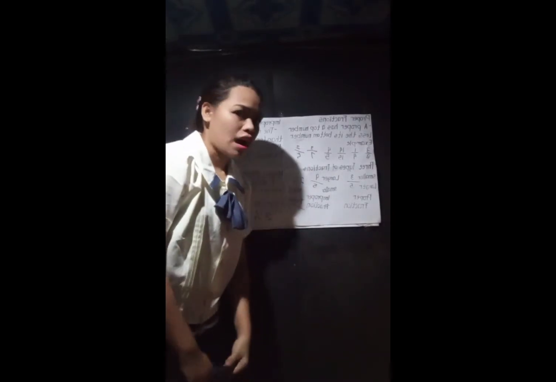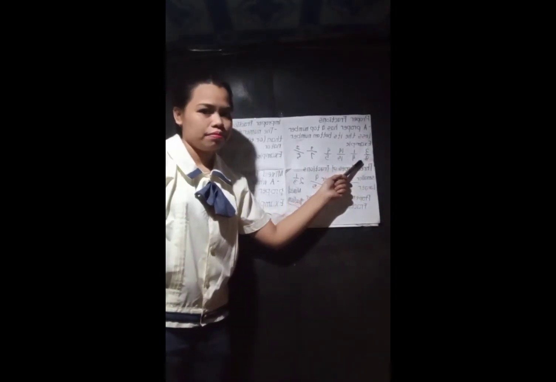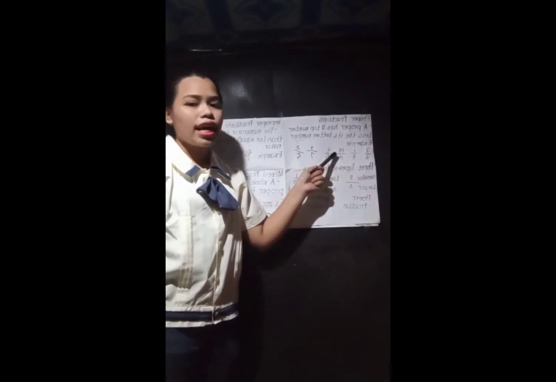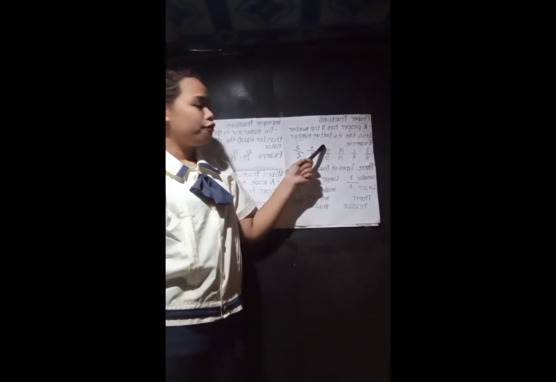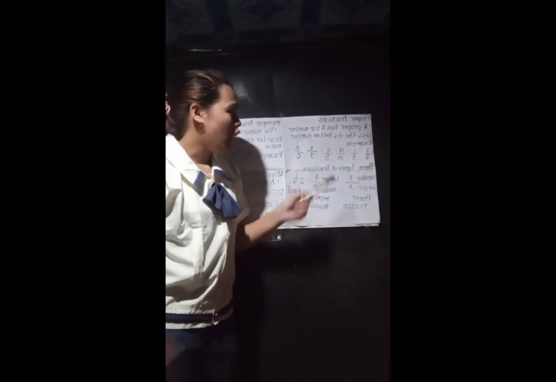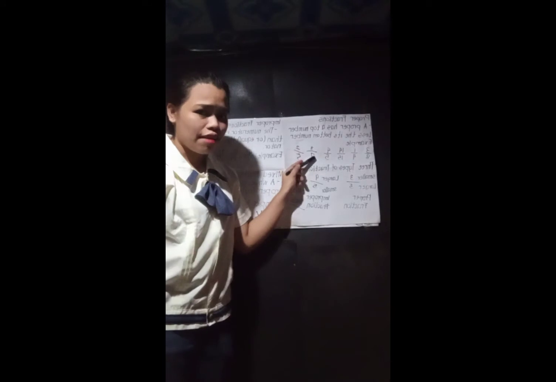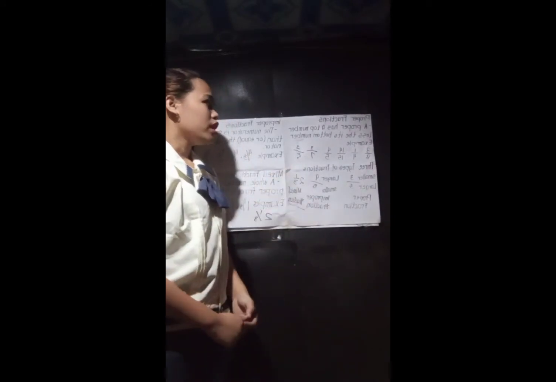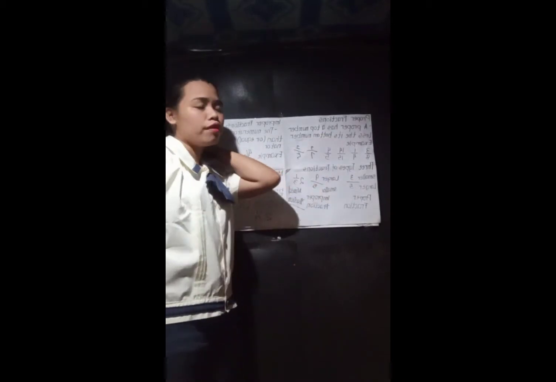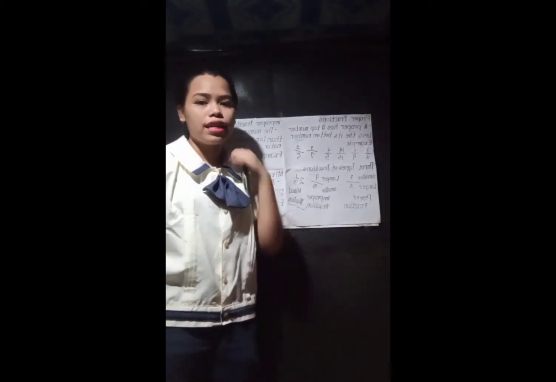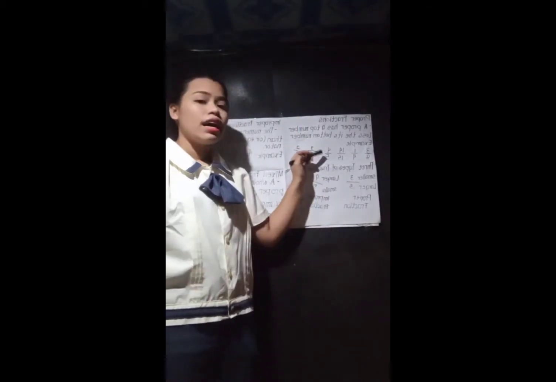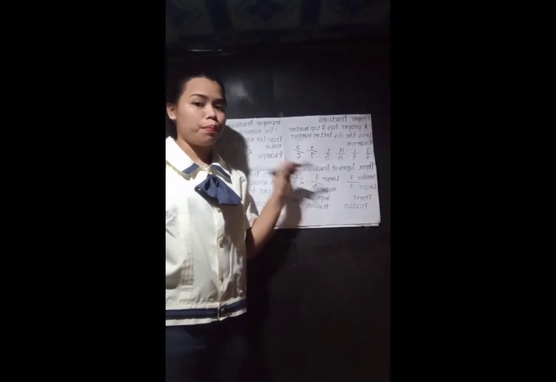For example, 3/8, 1/4, 14/15, 4/5, 3/7, and 2/5. These are examples of proper fractions. A proper fraction means the top number is smaller and the bottom number is larger.